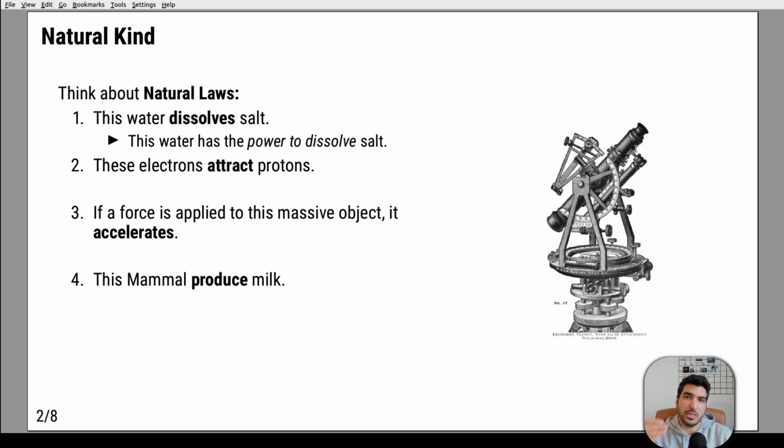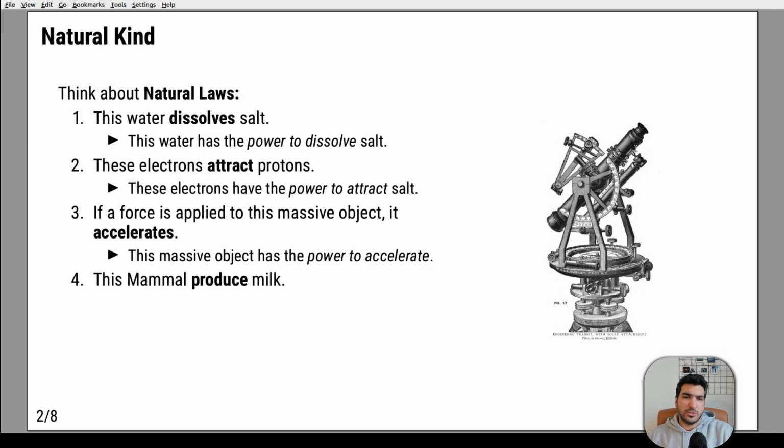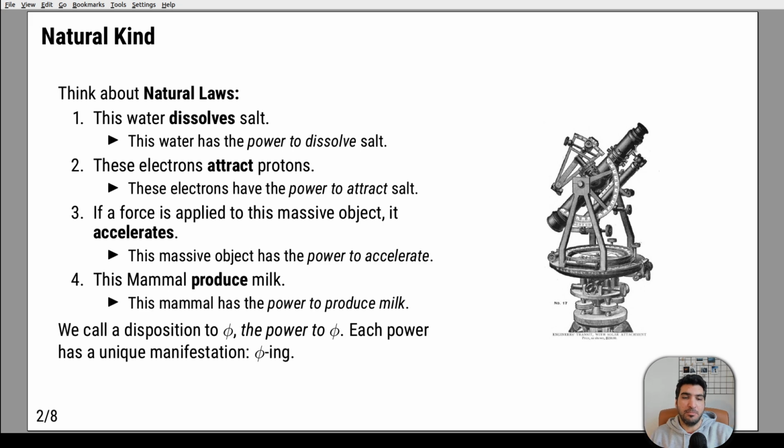We're defining power now in terms of these dispositional exemplifications. These electrons attract protons. These electrons have the power to attract protons. Electrons do not have the power to attract salt. This massive object has the power to accelerate, and this mammal has the power to produce milk. So we call a disposition to phi the power to phi.